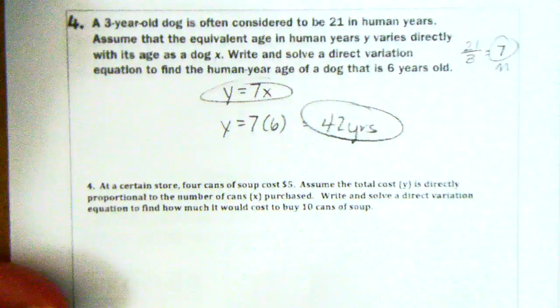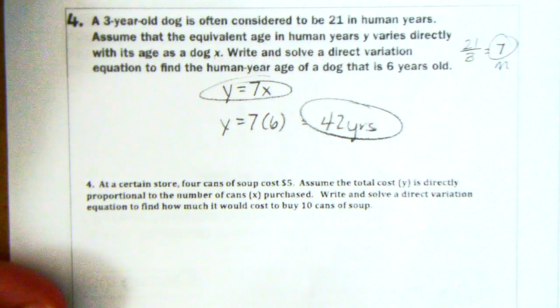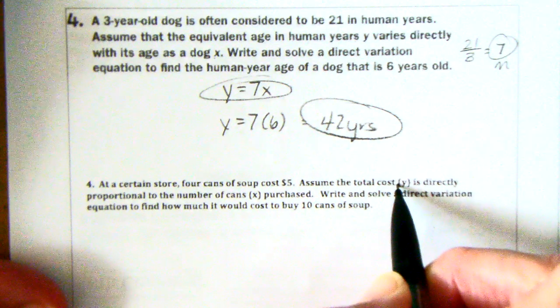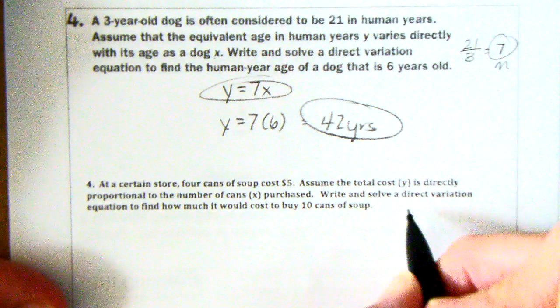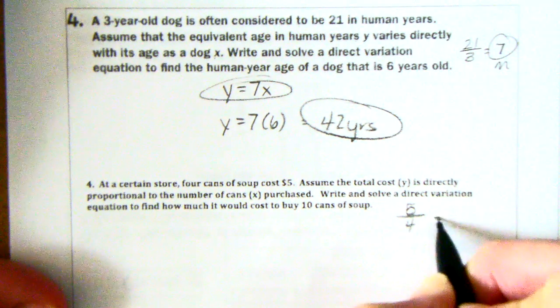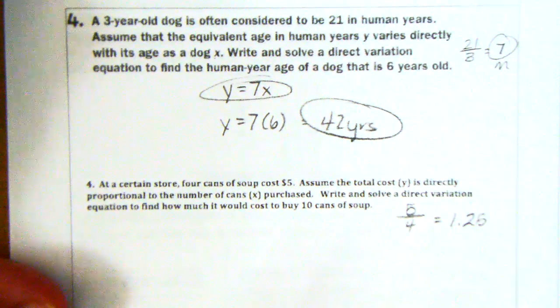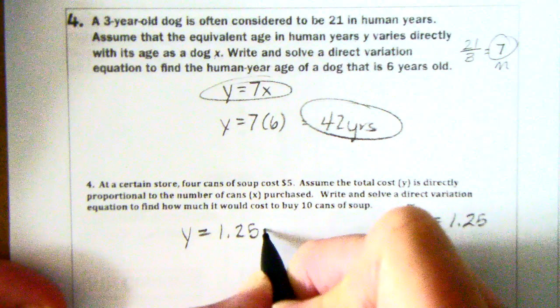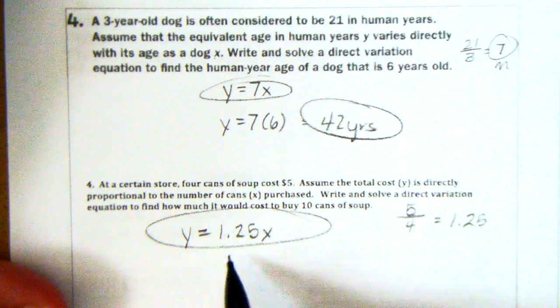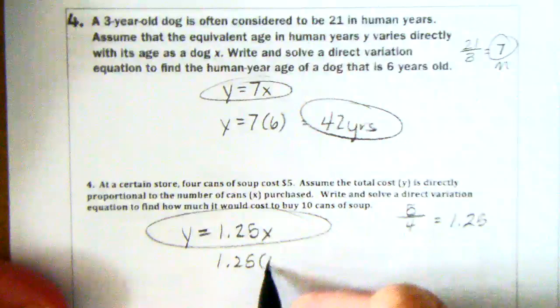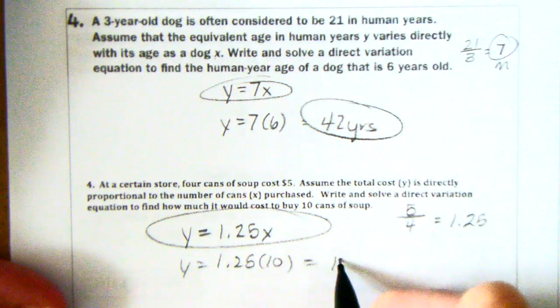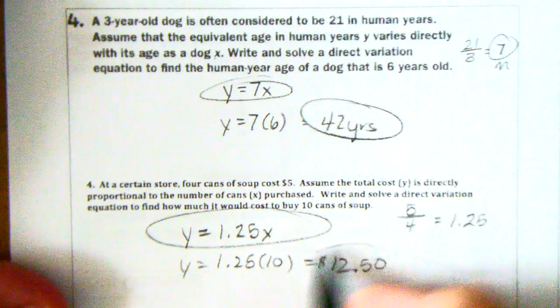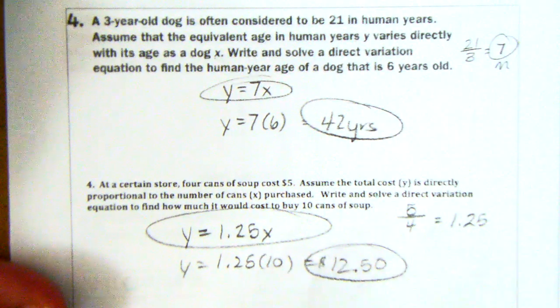Okay, let's try number 4. At a certain store, 4 cans of soup cost $5. Assume that the cost is directly proportional to the number of cans. So they even tell you cost is y, cans is x. So if it's $5 for 4 cans, I'm pretty sure that's $1.25 per can. So write an equation. Cost equals $1.25 per can. There's our equation. Now plug in 10. So what's 1.25 times 10? Should be $12.50. There you go, writing the equation.